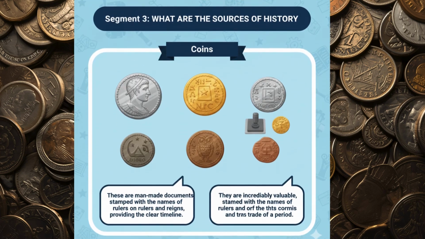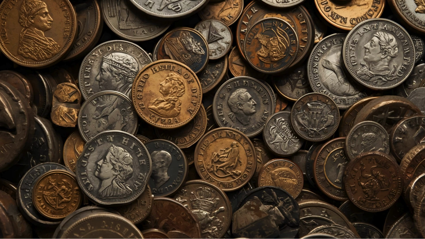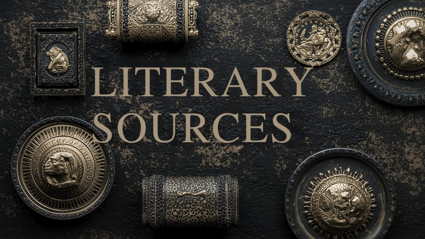They were stamped with the names of rulers and the dates of their reigns, providing a clear timeline. They also reveal information about the economic conditions and trade of a period. Literary sources. Now, let's move to the written word.